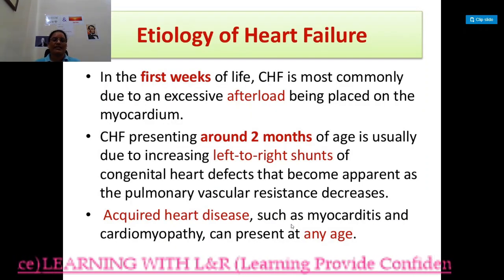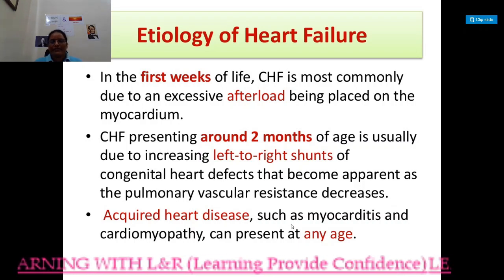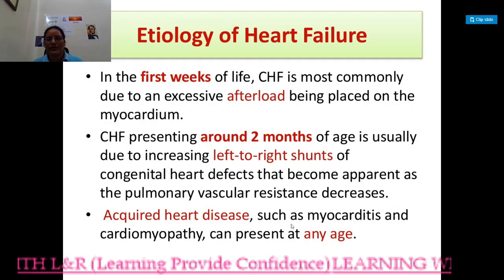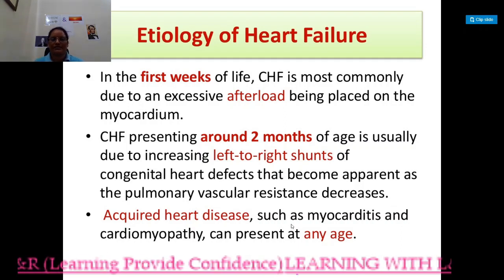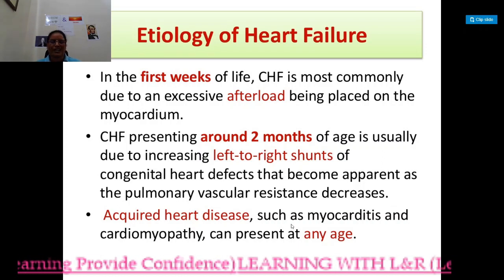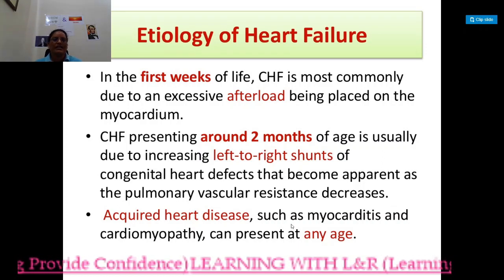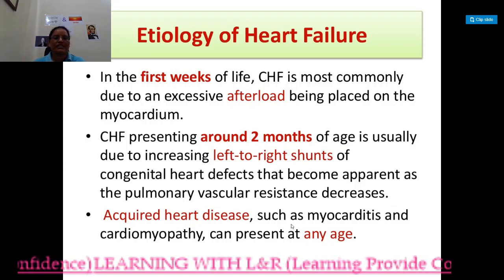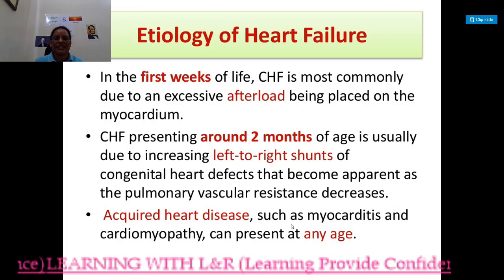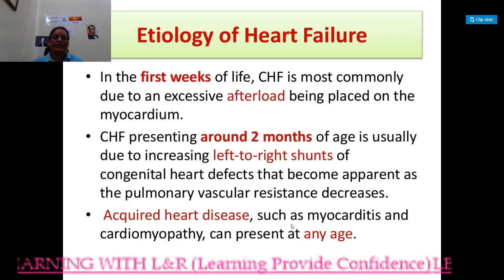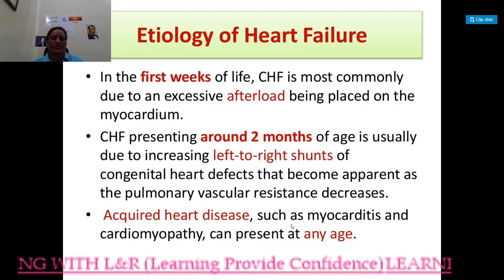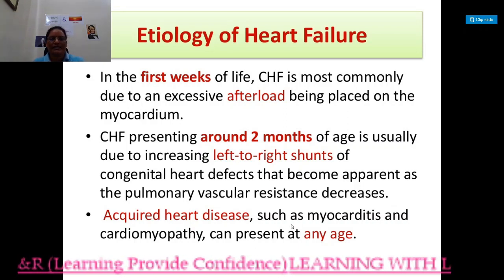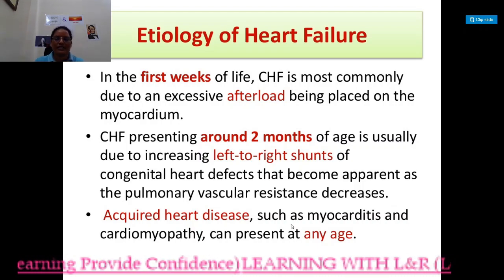Then etiology of heart failure. In the first weeks of life, congestive heart failure is most commonly due to an excessive afterload being placed on the myocardium. There is more pressure on the heart muscles, the myocardial muscles. Then CHF presenting around 2 months of age is usually due to increasing left to right shunting. Because of that, there is more pressure on the pulmonary side because the left side pushes the blood into the right side. Then acquired heart disease, which occurs after birth due to any reason.